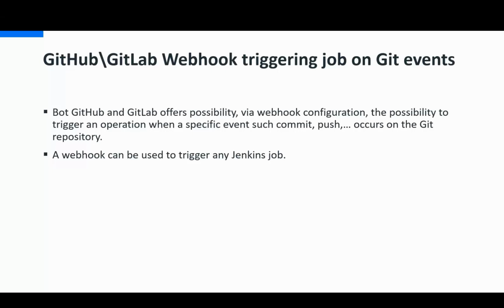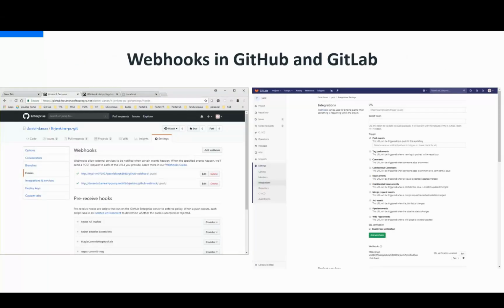It's very common in DevOps, and many DevOps engineers know how to make the configuration, but let's have a look at it. For example, on GitHub, I have a LT Jenkins PC Git project. I can go to the settings of the project, and there I have the possibility to add a webhook. On GitLab, on the right side, you go to YAML, for example, which is the name of the project here, a Git repository. You go to the integrations, and there you have the possibility to add a webhook.